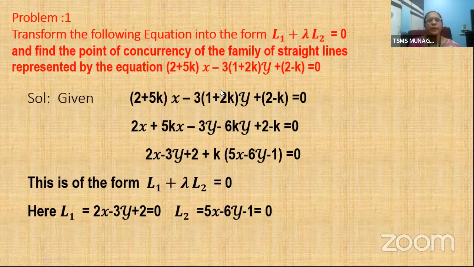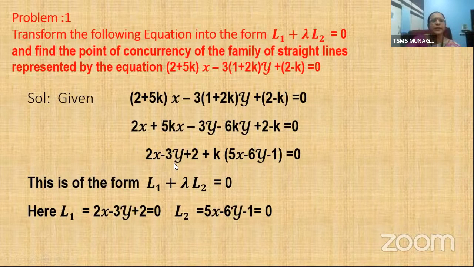(2 plus 5k) x minus 3 (1 plus 2k) y plus (2 minus k) equal to 0. And here we have opened up all the brackets: 2x plus 5kx minus 3y minus 6ky plus 2 minus k equal to 0. Now here, let us separate the terms with k and without k.